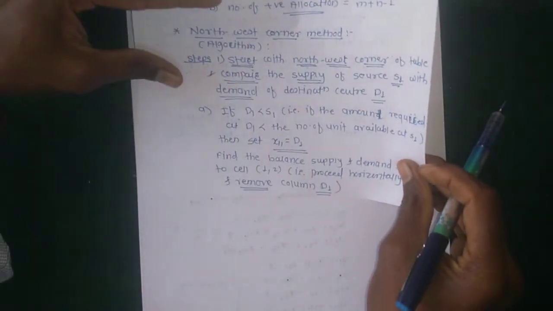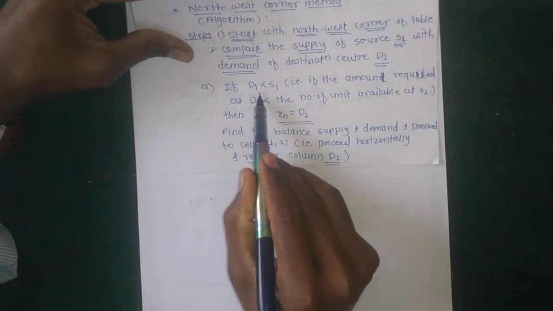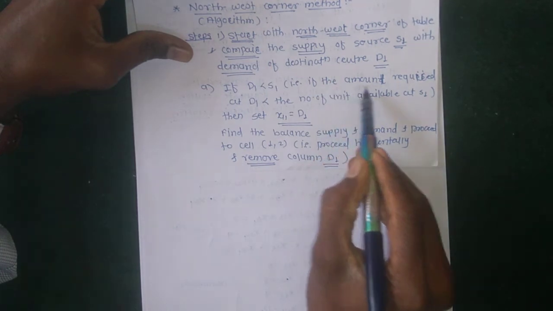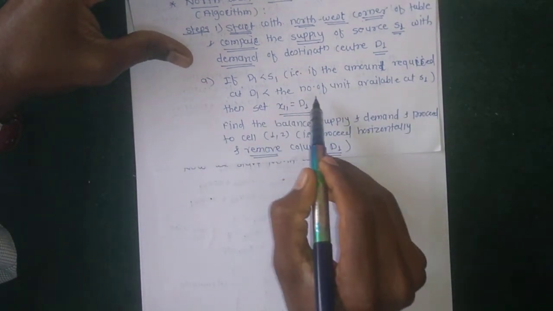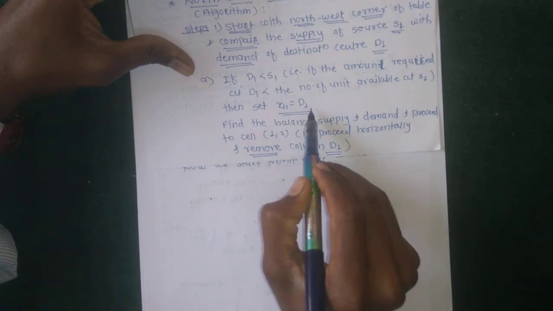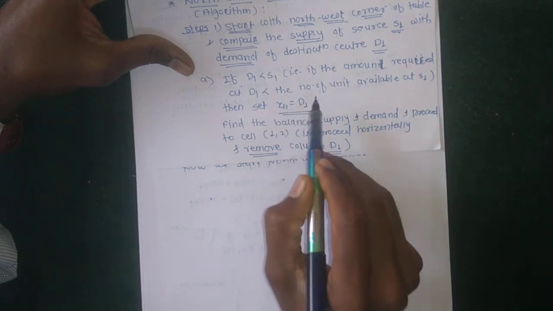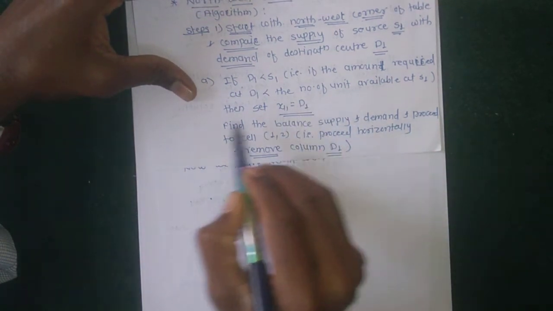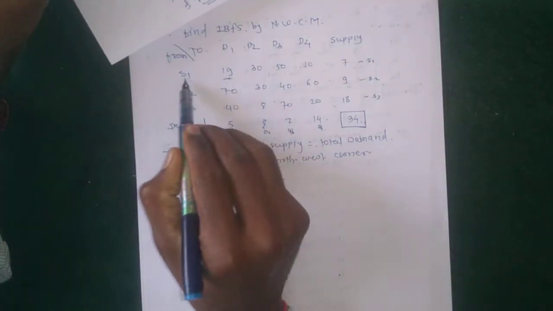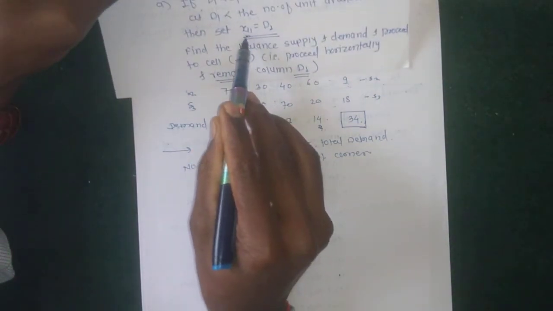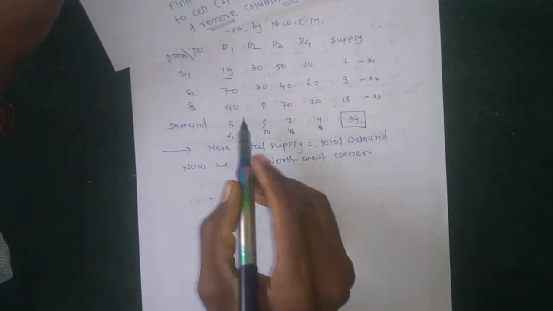If D1 is less than S1, that is, if the amount required at D1 is less than the number of units available at S1, then set X11 equal to D1, that is, allocate the first cell, the northwest corner cell. This is cell 1, first row, first column. X11 is equal to D1, the value of D1.